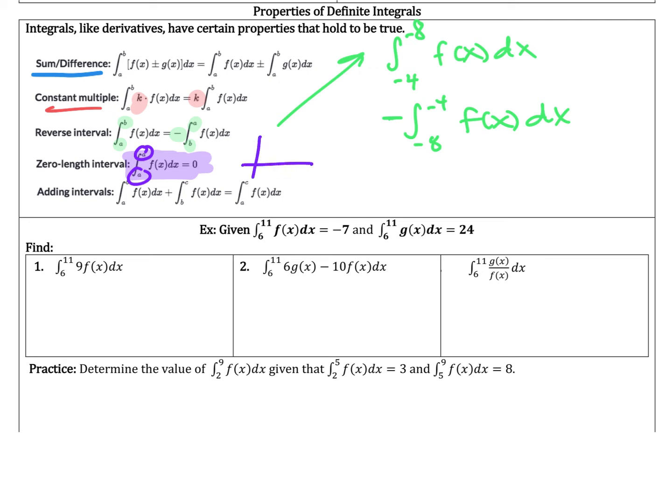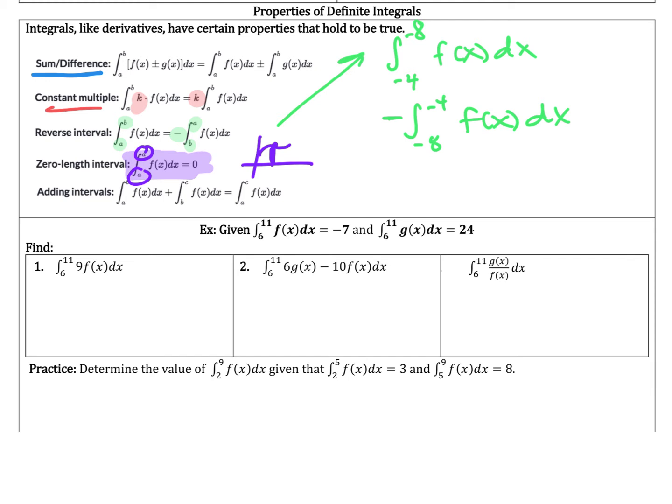And that should make sense. If I was integrating the area under a curve from here to itself, right, there is no area under that curve because I'm not integrating over a particular amount. So if you're ever looking at an integral from a number to itself, that integral is going to be 0. The area under the curve in that case would be 0.